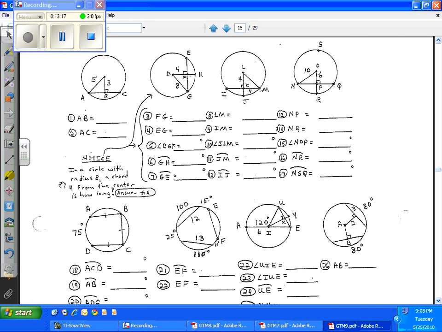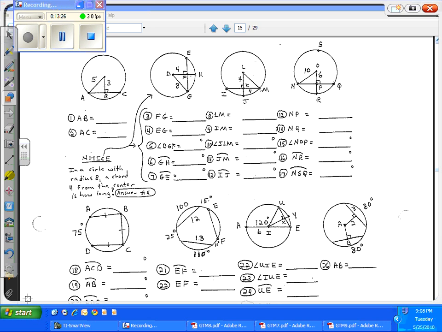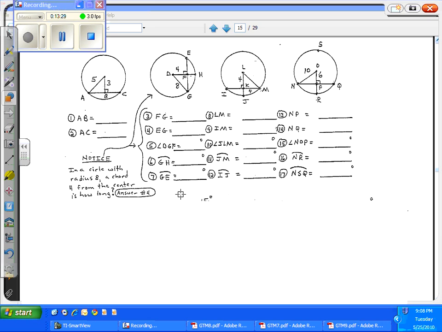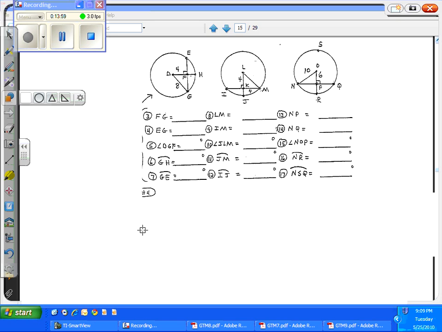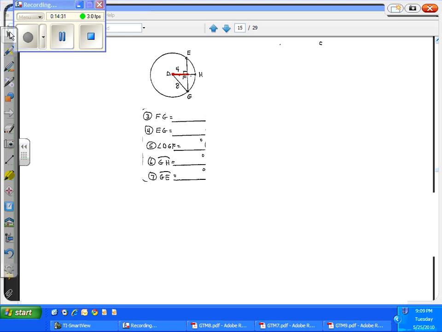Examples. Daily work 9-4. Now, let's just look at numbers 3 through 7. We'll play with that one. Get some of this out of the way so we can focus on that. Bear with me as I clean up. I want to be able to focus on just that one problem.